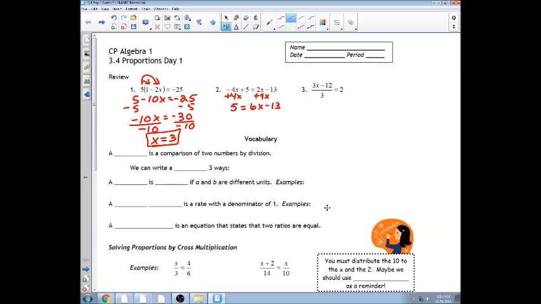Now I need to try to get the x by itself, so I'll add 13. That would give me 18 equals 6x. Go ahead and divide by 6. So x would also equal 3.